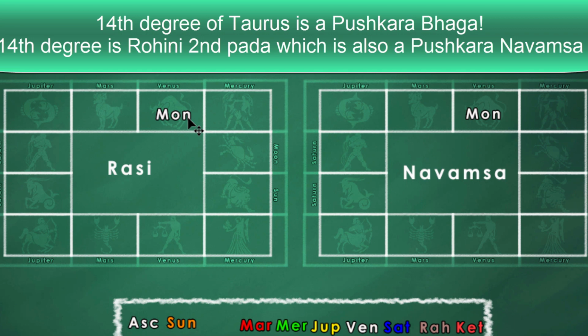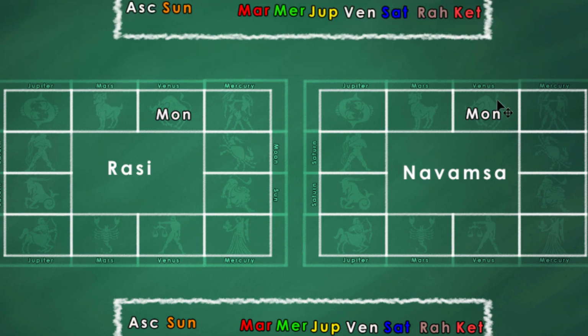So this is very special because moon is not just Vargotama and in great mood already, and apart from that it occupies a very special degree called the Pushkara Bhaga, and therefore Rohini 2nd pada is special amongst the 108 padas in Indian astrology. So before winding up, I would like to place before you a question.